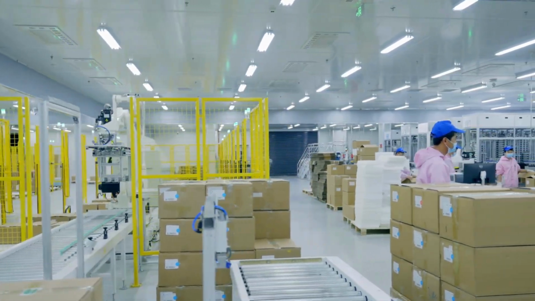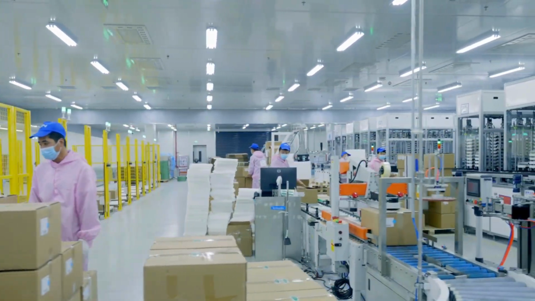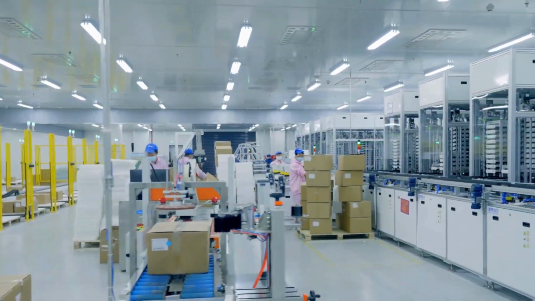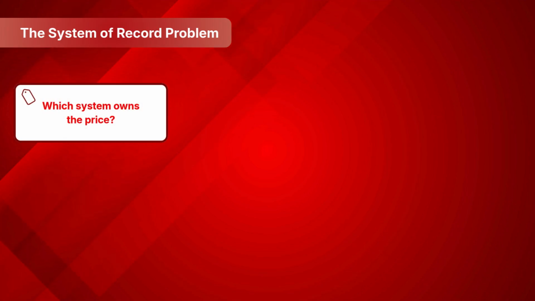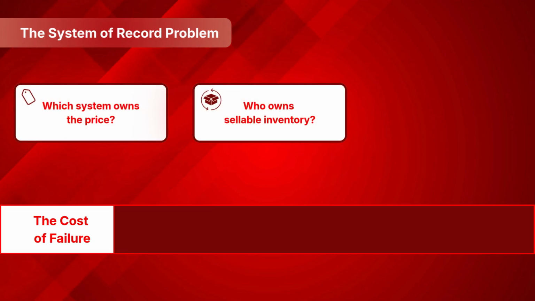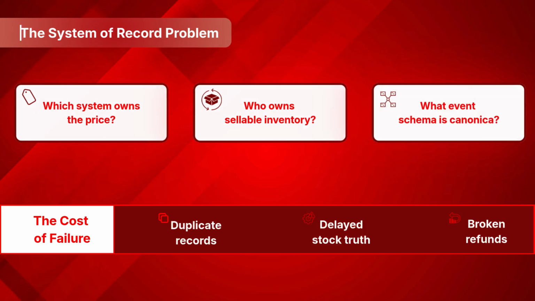The system of record problem. Major retail crashes stem from inconsistent system ownership, not missing features. Resolving the system of record problem early requires defining strict authority over pricing, sellable inventory, and canonical event schemas to eliminate duplicate records, delayed stock truth, and broken refunds.